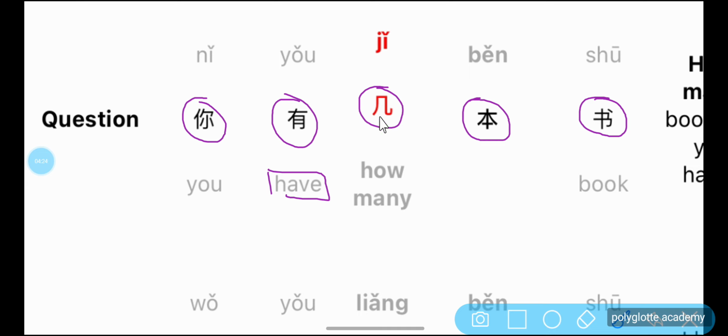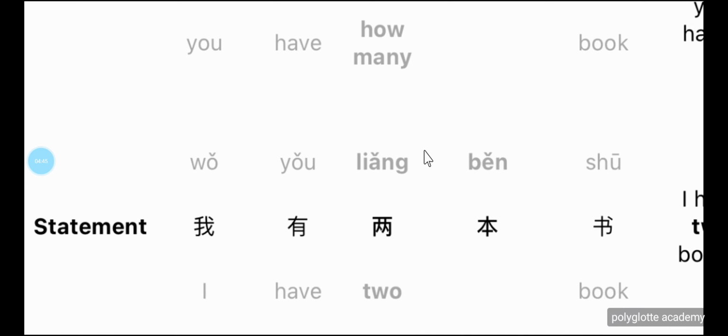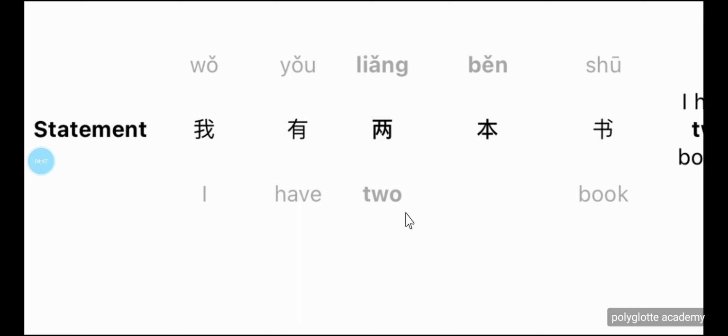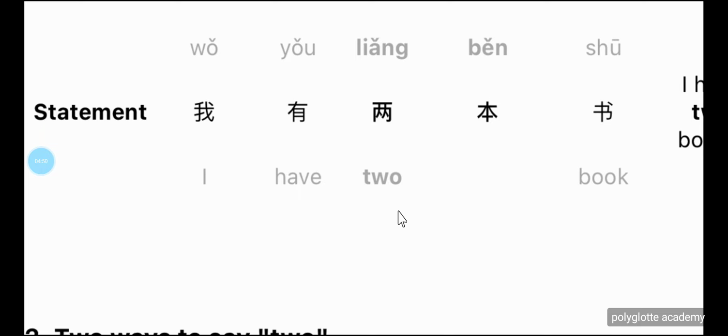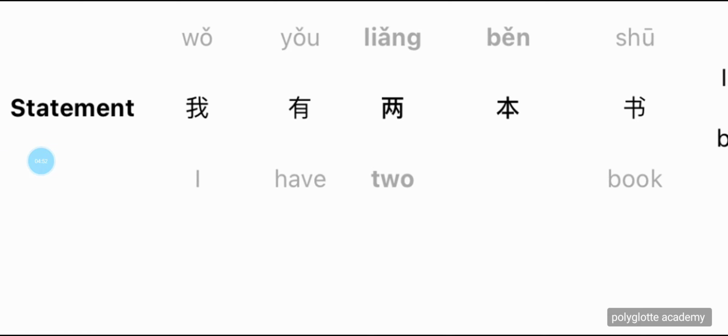So 你有几本书? How many books do you have? So we have the translation here. Sorry for that, it is disturbed. Okay, 你有几本书? How many books do you have? 非常好. Now the statement will be 我有两本书.